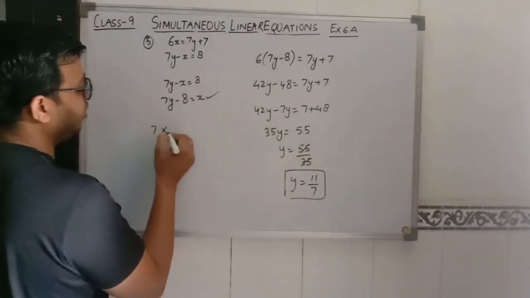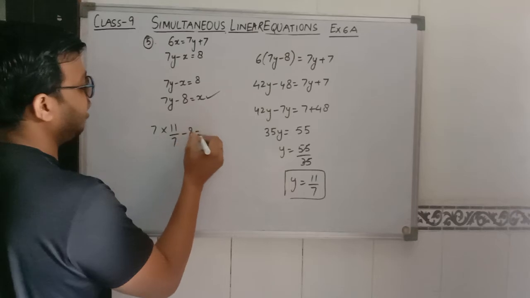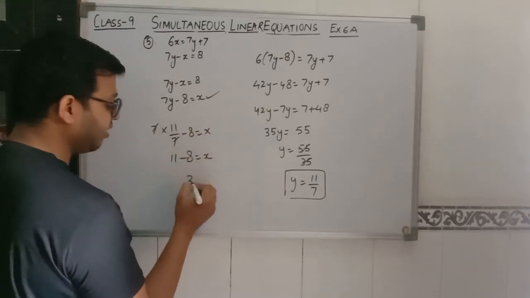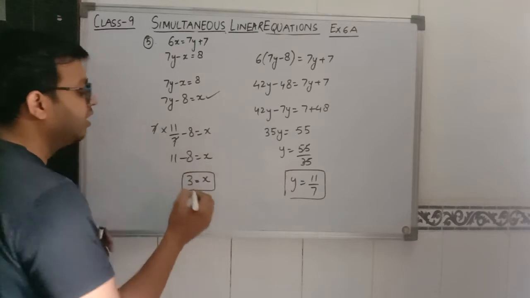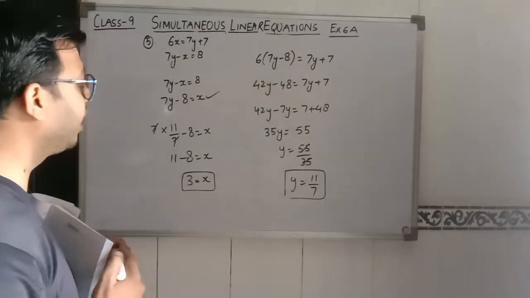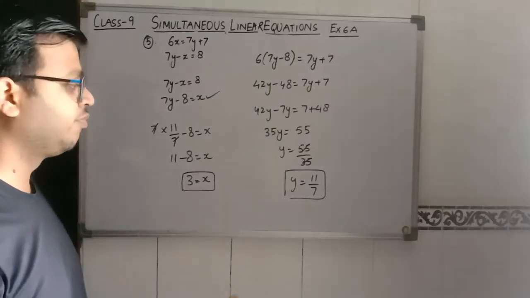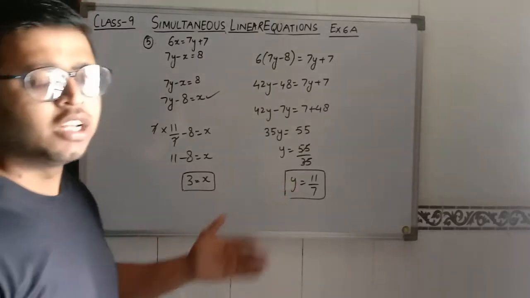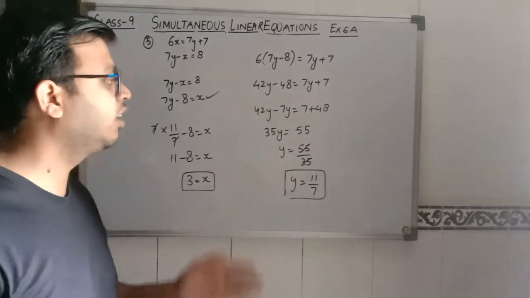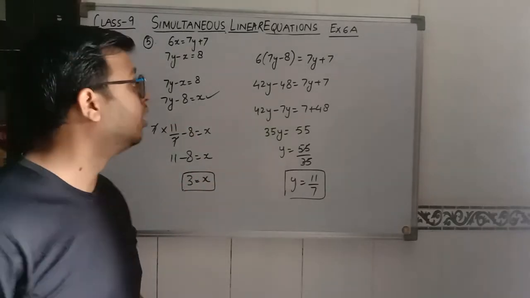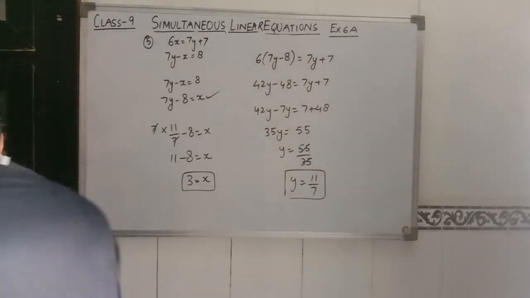Now place it here. 7 into 11 by 7 minus 8 is equal to x. 7 will be cancelled. So 11 minus 8 is equal to x. So the value of x is coming 3. Sometimes such types of questions can also come in which fractions are involved. So don't panic. If you have confidence in your calculation, then there will be no mistake. So this is question number 5.